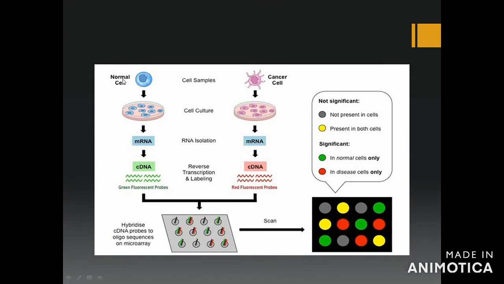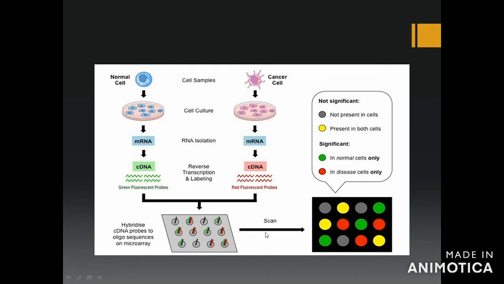So this is how it is done, a pictorial representation of the DNA microarray. We take two types of cells of the same tissue, one is a normal cell, and one is abnormal. Here we have taken the cancer cells. We collect the sample, we then culture the cells, then we isolate the mRNA from both the types, and then we use the reverse transcription mechanism and labeling to synthesize cDNA and label them, and then we hybridize the cDNA probes to oligonucleotides on the microarray. So here we go for DNA microarray.